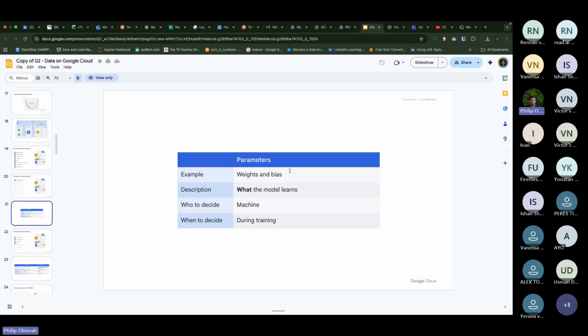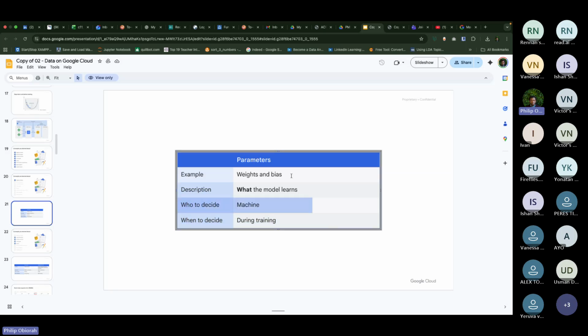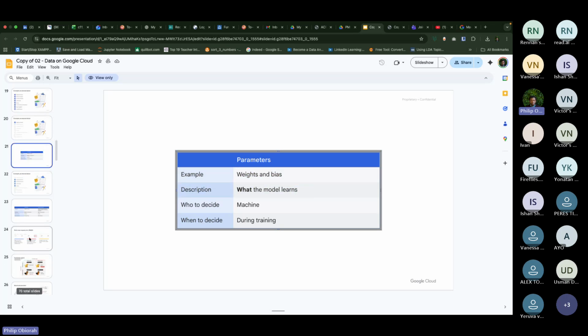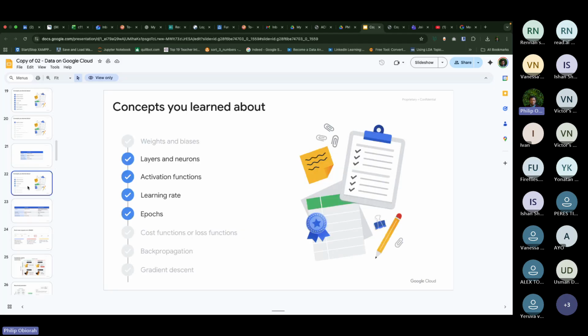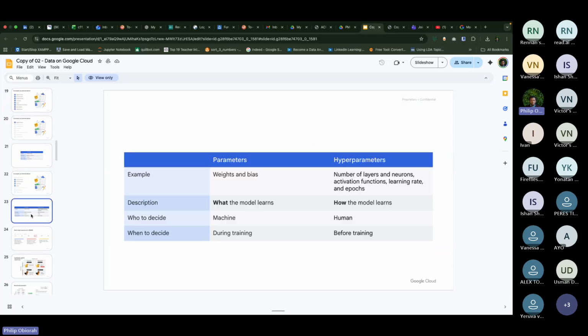Okay, so this is weights and bias. We've talked about what the model learns. Who decides, the machine? During training, the machine learns and adjusts the weights and bias. We've explained that already. And then layers, neurons, activation function, learning rates.